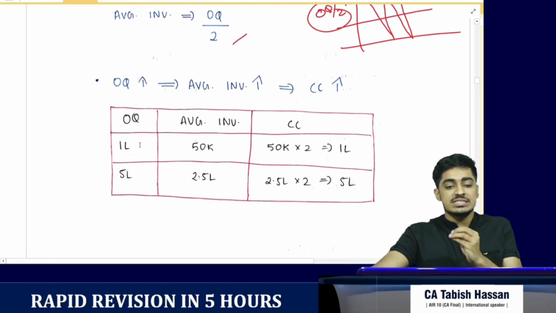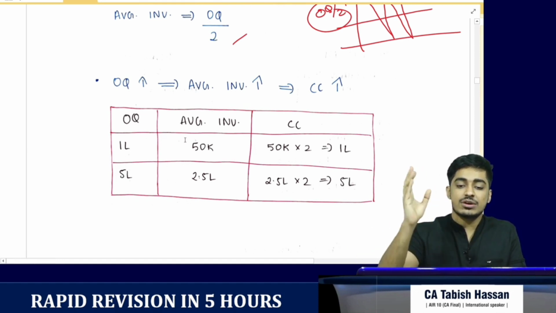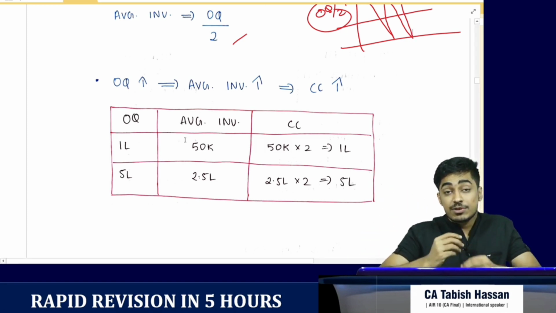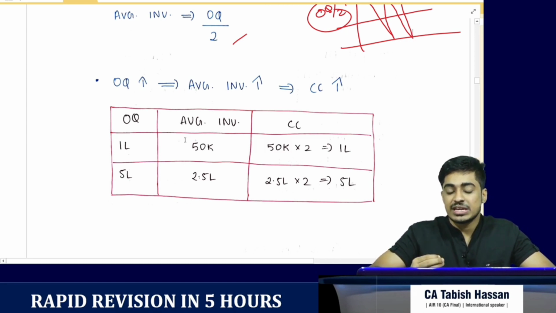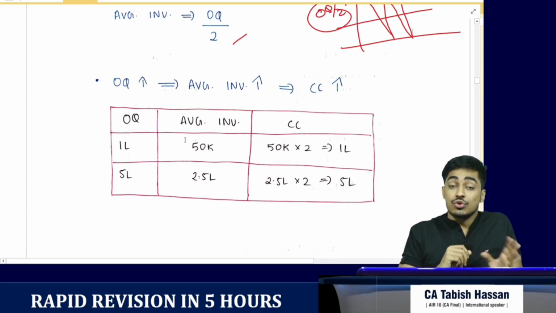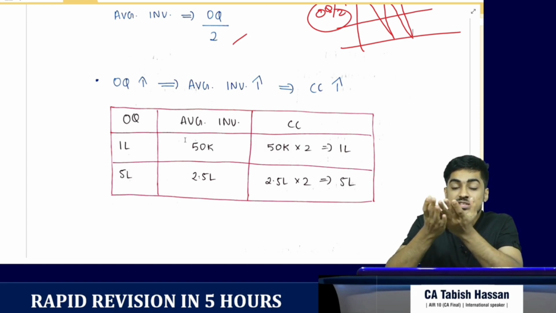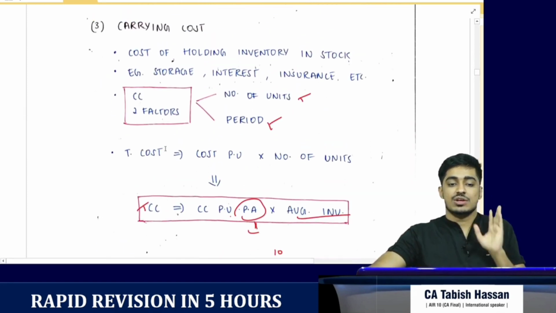If my ordering quantity is say 1 lakh units, then the average inventory is 1 lakh divided by 2, that is 50,000 units, and carrying cost is 50,000 into 2 rupees per unit per annum. It comes to 1 lakh. Now, if the order quantity increases to 5 lakh, then the average inventory would be 5 lakh divided by 2, that is 2.5 lakh, and the carrying cost would be 2.5 lakh into 2 rupees per unit per annum, that comes to 5 lakh. So when the ordering quantity increases, average inventory increases, and when average inventory increases, the carrying cost also increases. So this is the third cost, that is carrying cost.